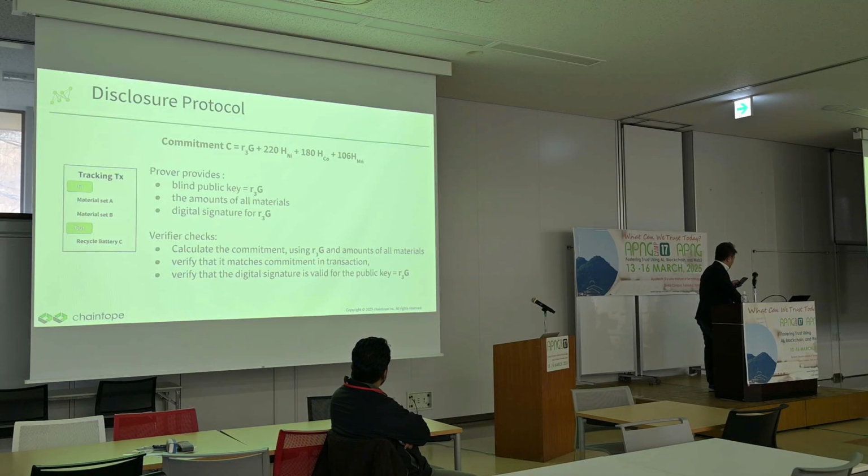If we wish to prove the contents of each product for a material set, we disclose the content. The prover provides the blind public key, the amounts of all materials, and the digital signature for the blind public key. The verifier calculates the commitment using the blind public key and the amounts of all materials, verifies that it matches the commitment in the transaction, and then verifies that the digital signature is valid for the public key.